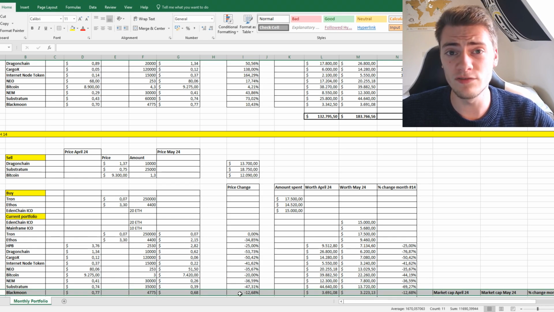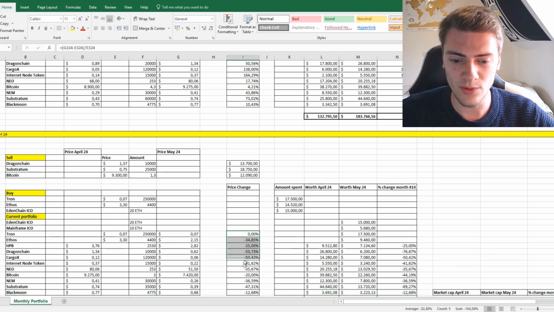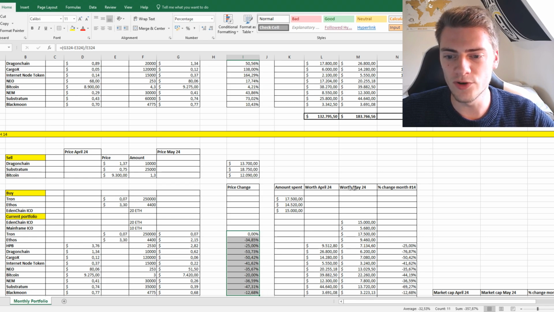We see that it was a very bad month. I think you guys can already guess that by just seeing these numbers right here. These numbers are just revealing that it was a very bad month. Again, what was it worth in April and what is it worth in May?